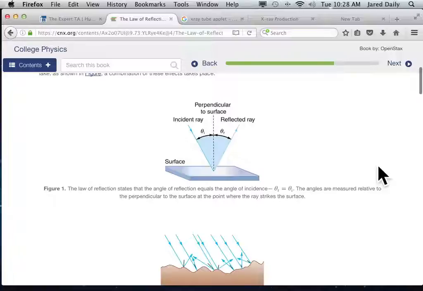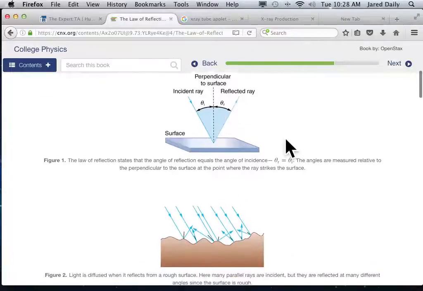And this is how we measure it. It's from that perpendicular to the surface, we call that the normal to the surface. If we measure it from the surface itself, then this law would not necessarily work out so well if it was a curved surface. So we don't measure from the surface, we measure from the normal, and this law is always true. The incident angle is equal to the reflected angle always.